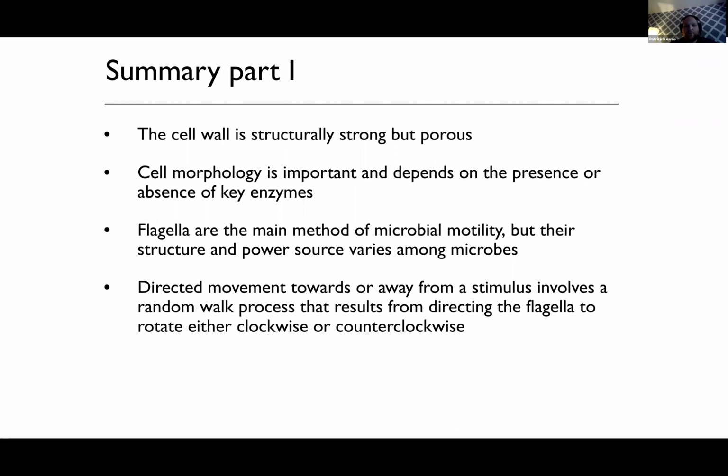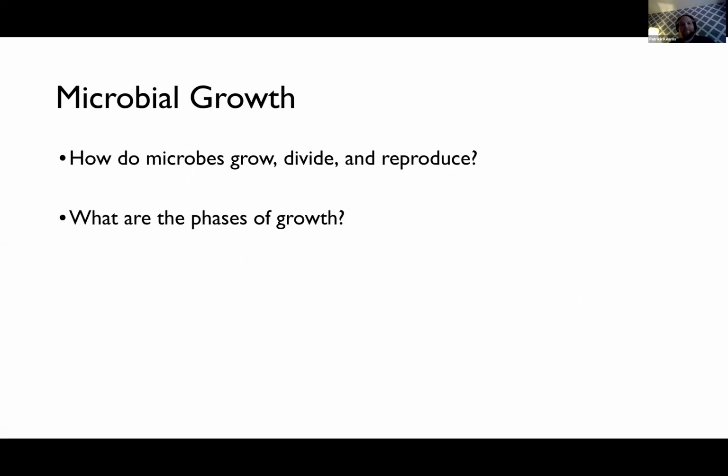Direct movement towards or away from a stimulus involves a random walk process that results from directing the flagella to rotate either clockwise or counterclockwise. Remember, clockwise causes a tumble or a stopping of forward movement, and counterclockwise causes a run or moving forward in a straight line. Not the smartest way to move, but that's just the way bacteria do things. They don't have what we have, right? And they're always in a liquid environment. Bacteria don't exist in non-liquid environments in terms of movement. They can't just swim on a solid surface. They have to be in liquid to do this.